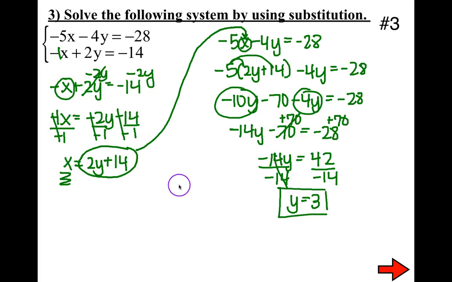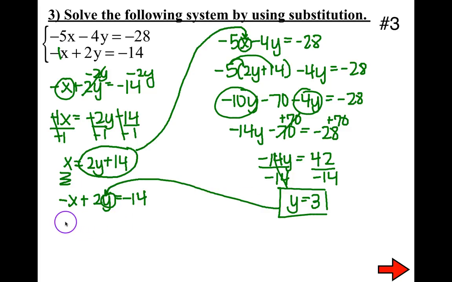Remember that we're not done quite yet. We're going to have to take this value and substitute it into one of the original equations. I'm going to go with the second one because it seems a little bit more simple. So negative x plus 2y equals negative 14. I'm going to go ahead and take this value and substitute it in for y. So we have negative x plus 2 times 3 equals negative 14. We have negative x plus 6 equals negative 14.